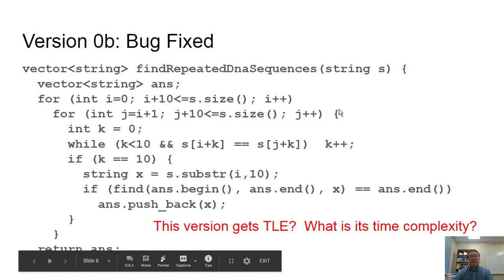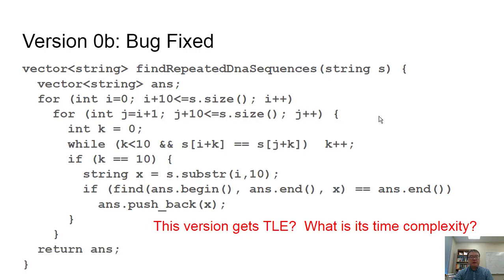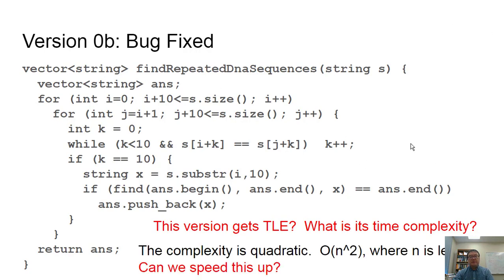So this version gets TLE, time limit exceeded. So what's the time complexity? If we assume the length of the string is n, then this has a quadratic complexity, so O(n squared). The question is, can we speed it up? Can we avoid going through all possible positions and then comparing the strings? Can we just scan through the array once?